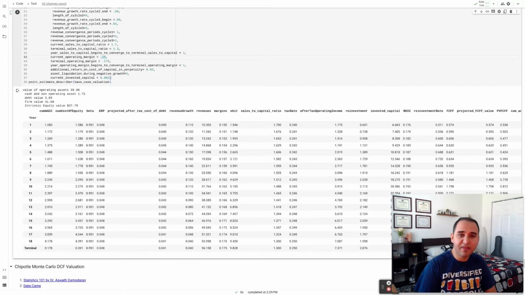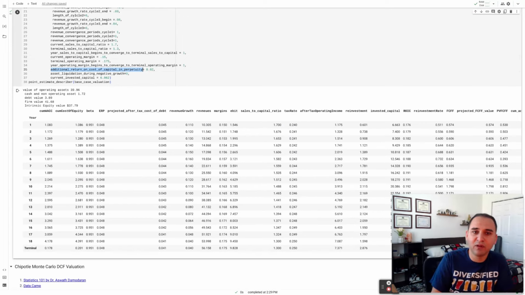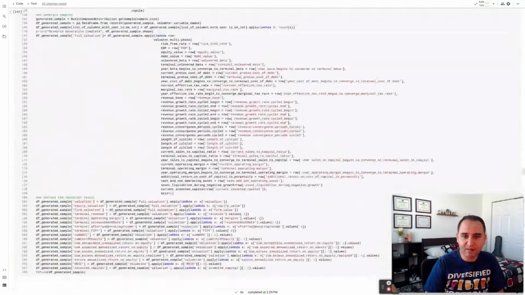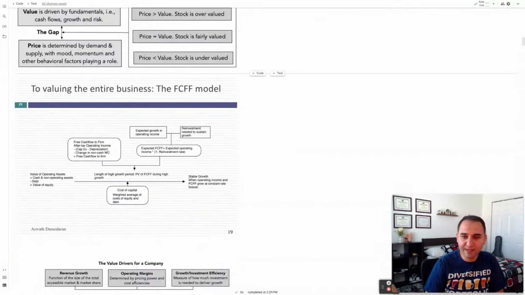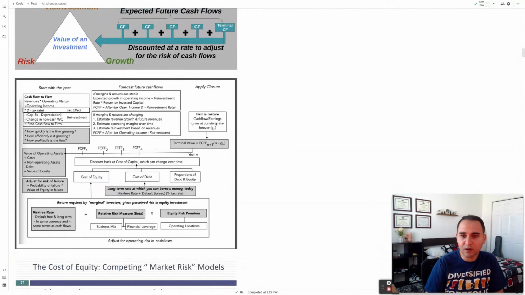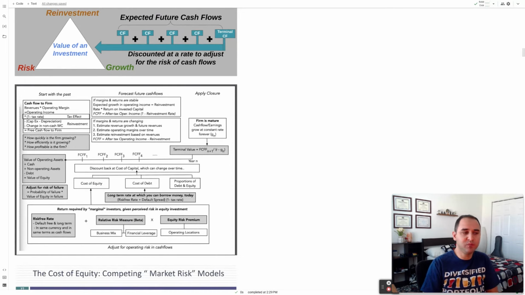The next parameter in the model is the additional return of cost of capital in perpetuity. The thing is with the DCF model, as we said before at the top, let's go back to the model structure for a second. We said that at the terminal year, your reinvestment should be taken into account. And this DCF model specifically assumes that in perpetuity, you will be earning your cost of capital.